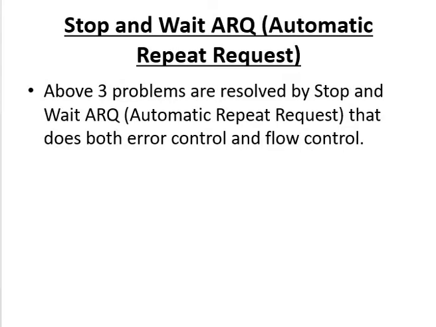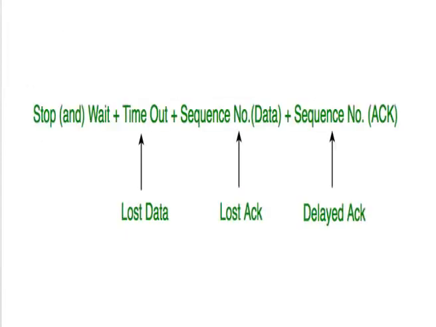Due to the problems of the simple stop and wait protocol, the next protocol introduced is stop and wait ARQ. ARQ means automatic repeat request. The above three problems are resolved by stop and wait ARQ, which does both error control as well as flow control. We have seen the three problems of simple stop and wait protocol are loss of data, loss of acknowledgement, and delayed acknowledgement. Loss of data is overcome by introducing the timeout.